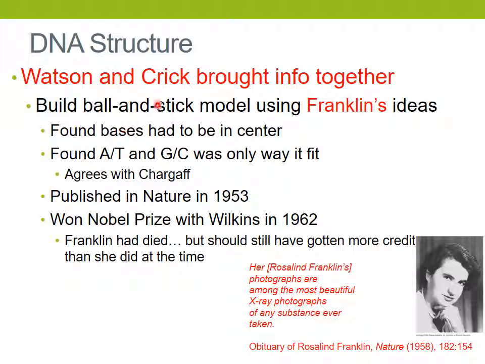So Watson and Crick brought all this information together. They got the information from Rosalind Franklin as well as Chargaff's information and found that there needed to be a double helix. The bases had to be in the center. A and T and C and G were the only way to fit it. And so this was published in Nature magazine, which is a very respected magazine, in 1953. And they won the Nobel Prize with Wilkins in 1962.